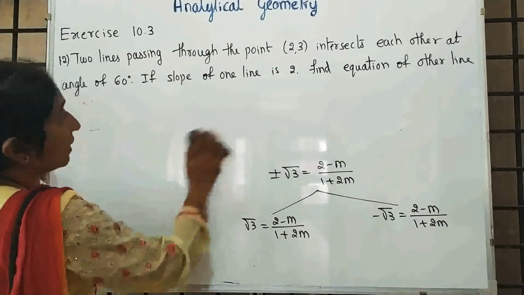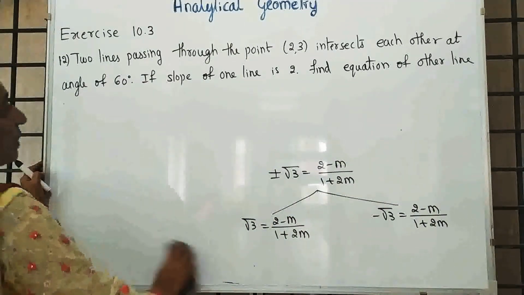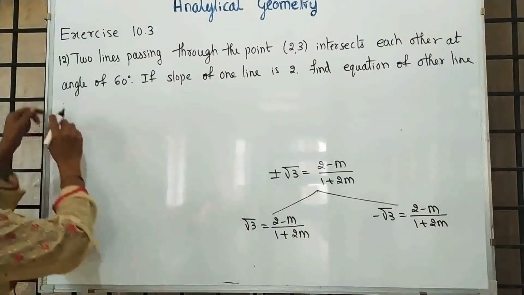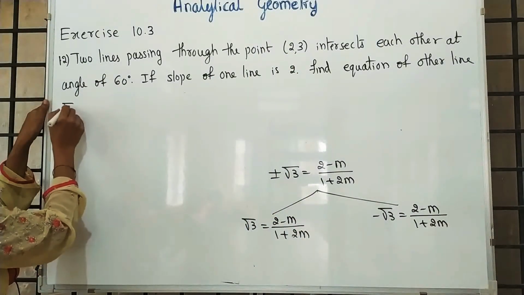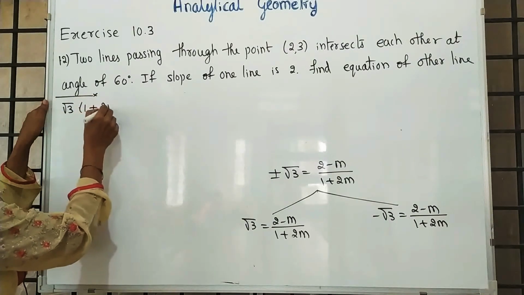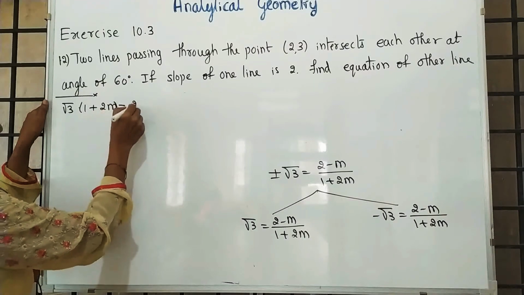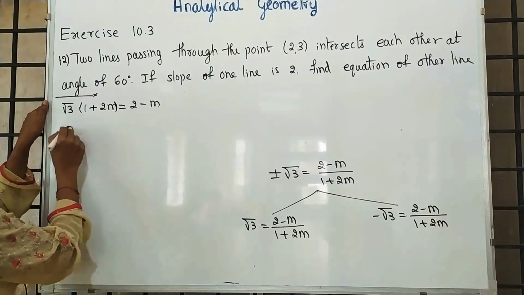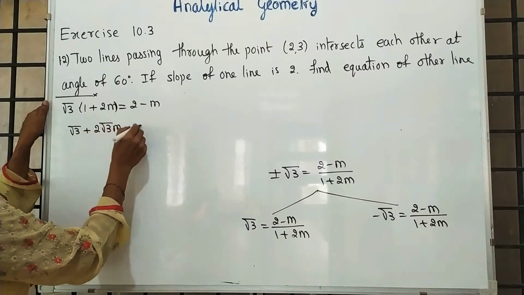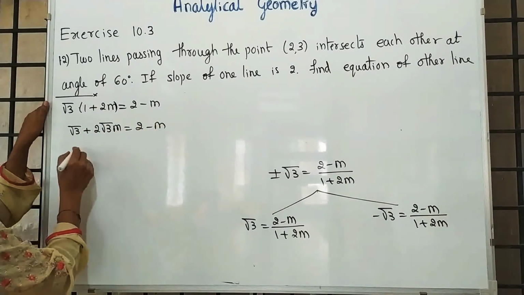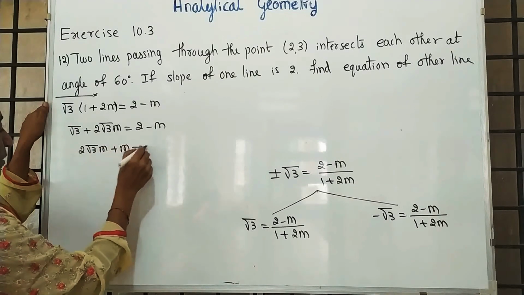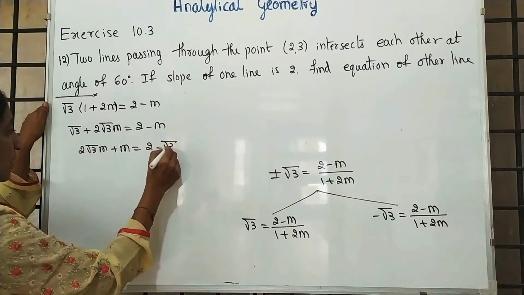It is given that we have to write the equation of the line. They are passing through this point and m is the slope. When you solve the first one, root 3 into (1 plus 2m) is equal to 2 minus m. Root 3 plus 2 root 3 m is equal to 2 minus m. 2 root 3 m plus m is equal to 2 minus root 3.